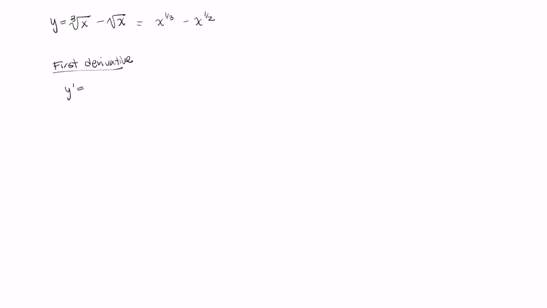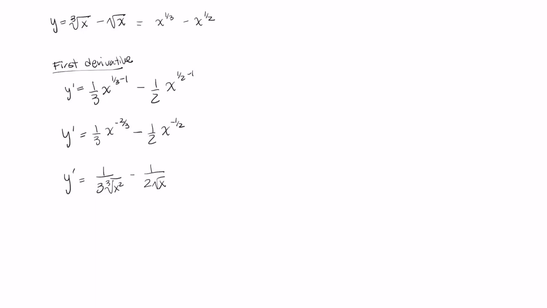So y prime is going to equal, now applying the power rule, we need to bring this power of 1/3 to the front, so that's 1/3 x. And our new exponent is the current exponent minus 1. And we can do the same thing to x to the 1/2 power. That means y prime is equal to 1/3 x to the negative 2/3 power minus 1/2 x to the negative 1/2 power. This cleans up to 1/3 times the cube root of x squared minus 1/2 times the square root of x squared.